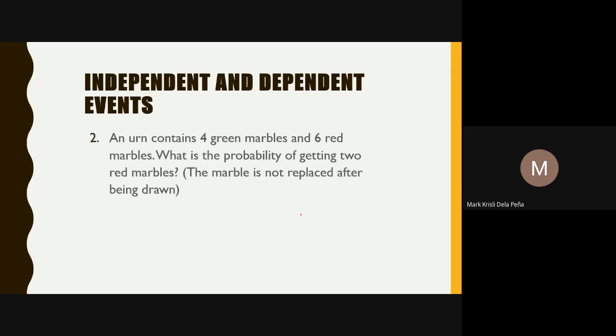Next, an urn contains 4 green marbles and 6 red marbles. What is the probability of getting 2 red marbles? The marbles here are not replaced after being drawn. Meaning, if I have an urn, so let's just say this is an urn, and it contains 4 green marbles. Let's have 6 red marbles, and let's change the color to green, 4 green marbles.